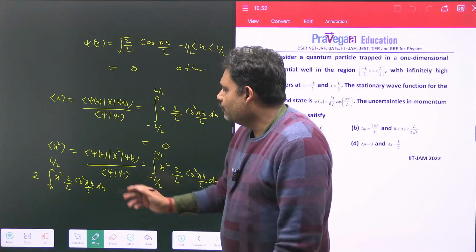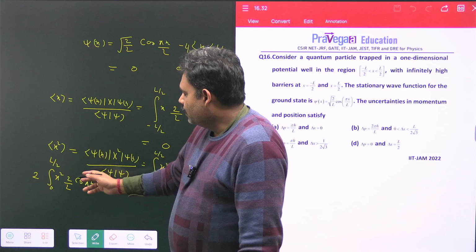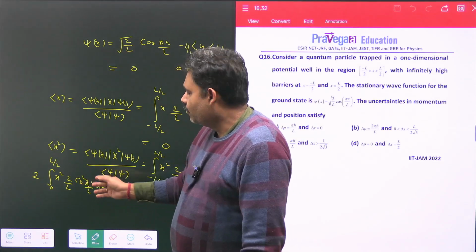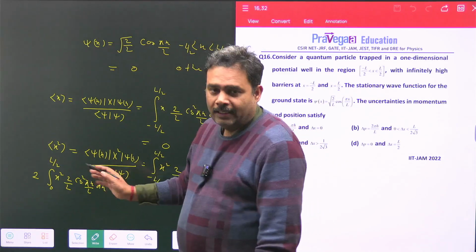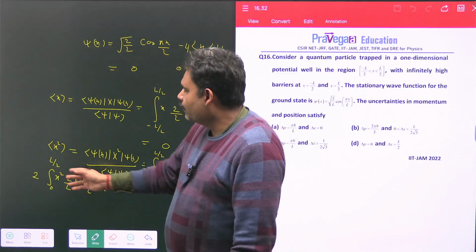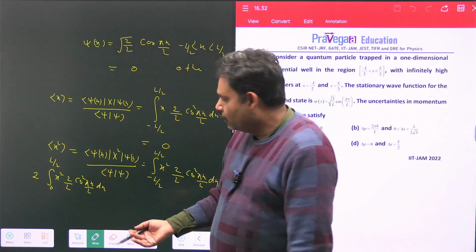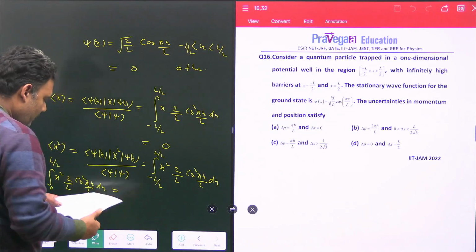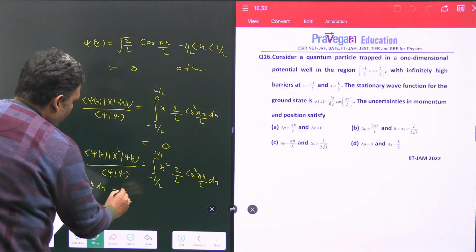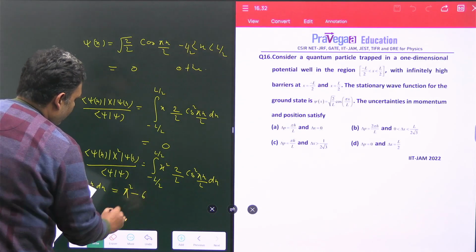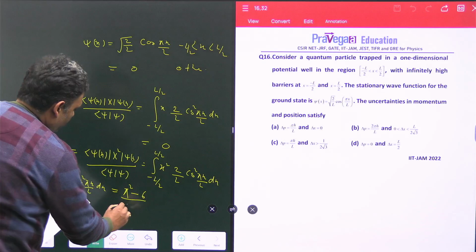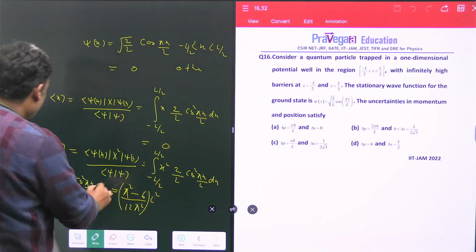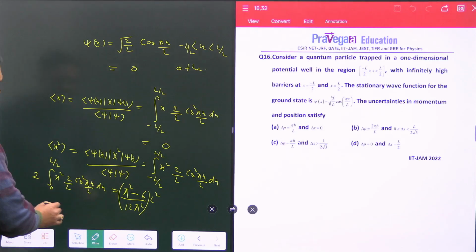For this integral, first you have to write cos square pi x by L in the form of 1 plus cos 2 pi x by L, and then you have to go for integration by parts. When you do that, you will get a very interesting number. That value is equal to pi square minus 6 upon 12 pi square times L square. So this is basically the expectation value of x square.